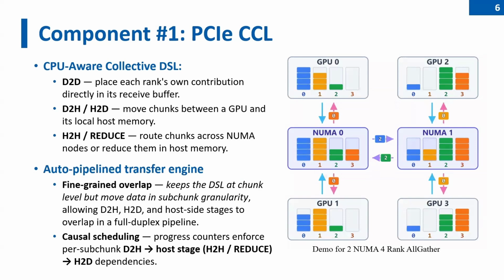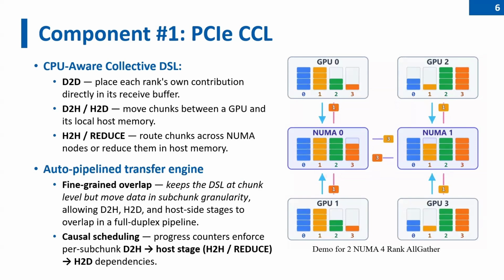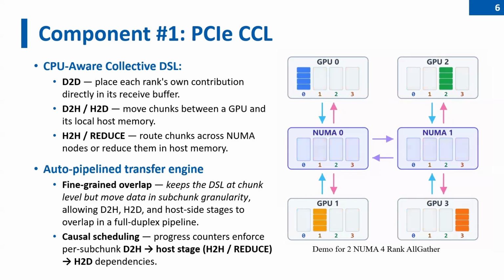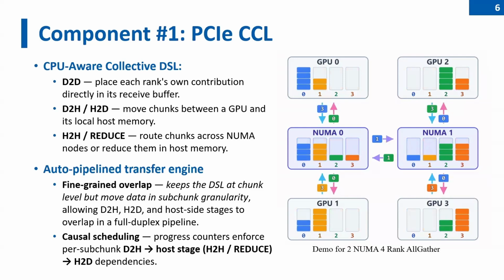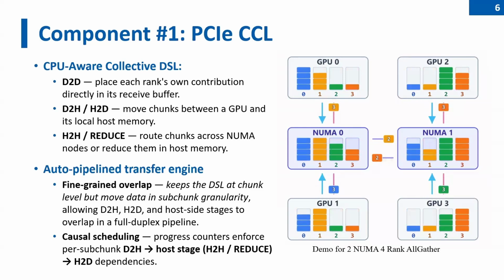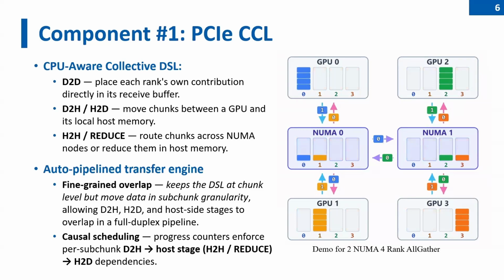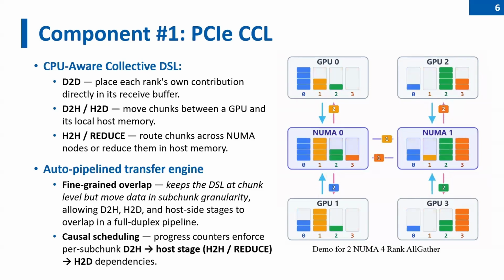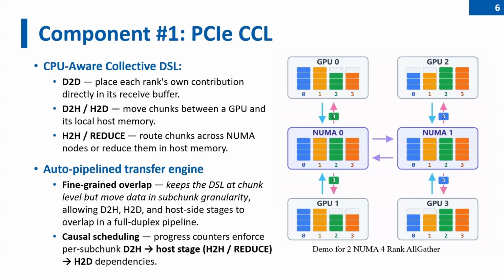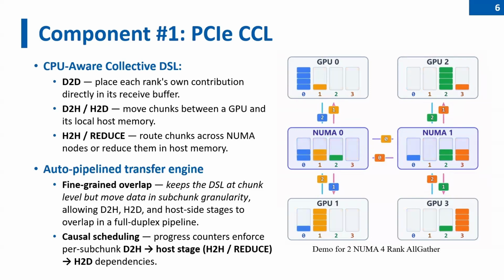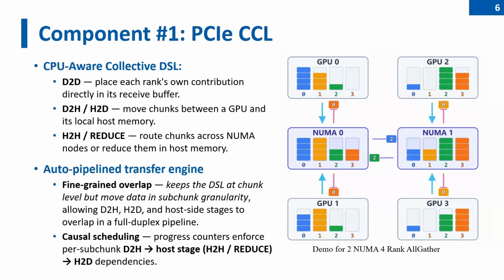So to address this dilemma, we propose an auto pipeline transfer engine. The right-hand side demonstrates the subchunk data flow of a PCIe algorithm. It keeps the DSL at chunk level, but moves data in subchunk granularity, which allows the D2H, H2D, and the host side stages to overlap in a full duplex pipeline. And it automatically computes the causal scheduling and enforces the dependencies of D2H, H2H, and H2D. That means a subchunk can be transferred to the next stage only after it arrives.